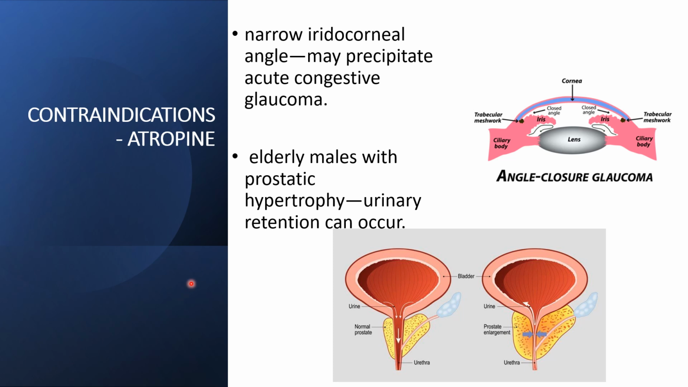There are two main conditions where atropine is contraindicated. The first one is angle closure glaucoma. Whenever there is a narrow iridocorneal angle, use of atropine may precipitate acute congestive glaucoma and hence has to be avoided. And atropine is also avoided in elderly males with prostatic hypertrophy because urinary retention will occur.